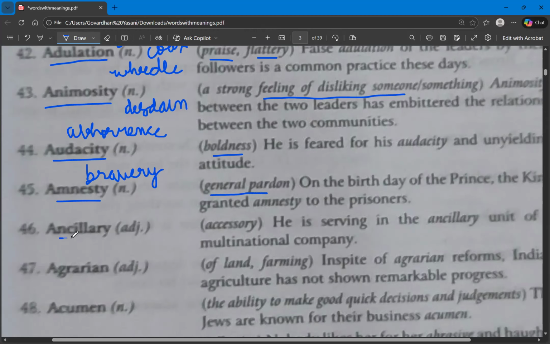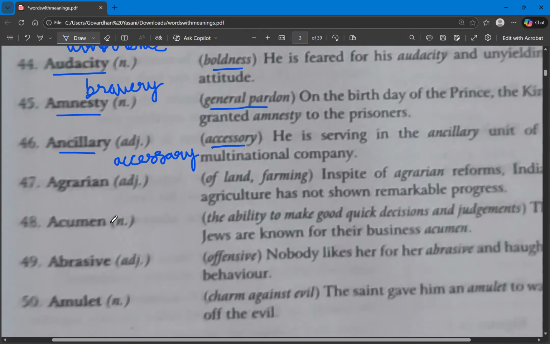The next one is ancillary. Ancillary means something that is supportive in nature. Ancillary means supportary. Accessory: we have another word called accessory, spelled A-C-C-E-S-S-A-R-Y. This is different from ORY. Here accessory means ancillary, something that is in supportive nature.